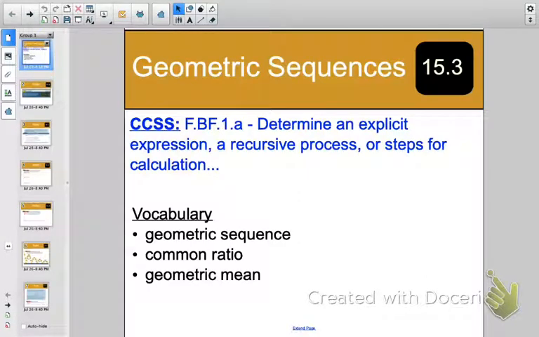What's up, guys? Today we are going to go over geometric sequences. Last time we did arithmetic, so today we'll do geometric. And then we only have two more lessons after this from this chapter.